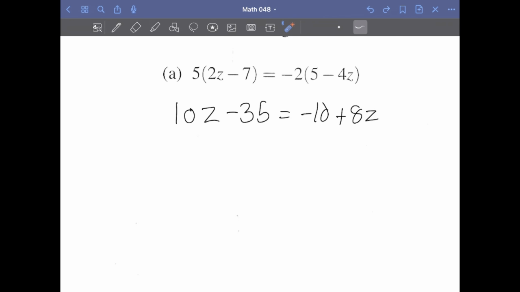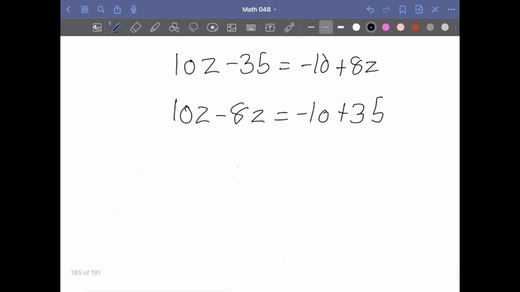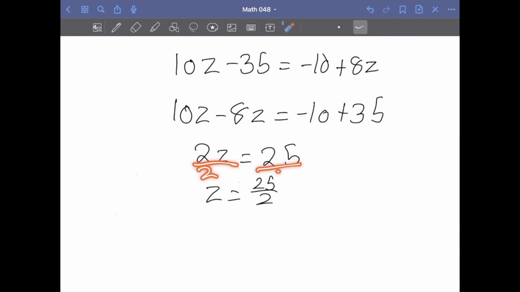So now I'm going to transpose and send this 35 over here, and when I do that, it's going to become positive. And then I'm going to send this 8z over here, and when I do that, this is going to become negative. So we're going to have 10z minus 8z is equal to negative 10 plus 35. I'm going to be left with 10 minus 8, which is 2z, is equal to negative 10 plus 35, which is 25. So my final answer is z is equal to 25 over 2, because I'm going to divide both sides by 2. So z is equal to 25 over 2.